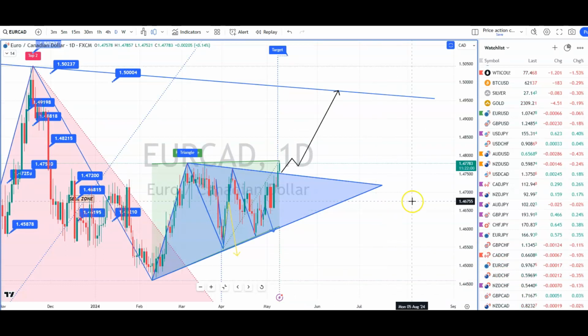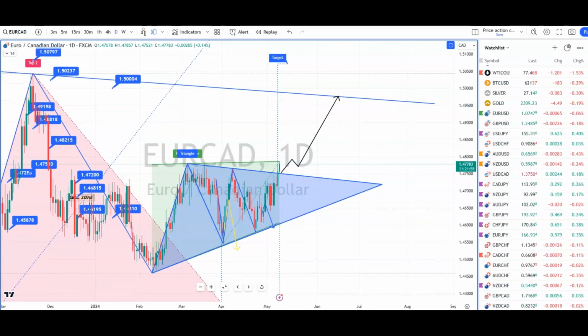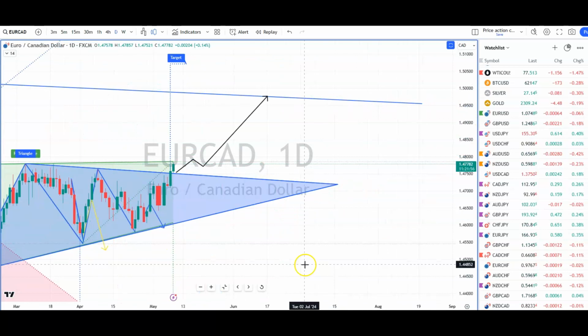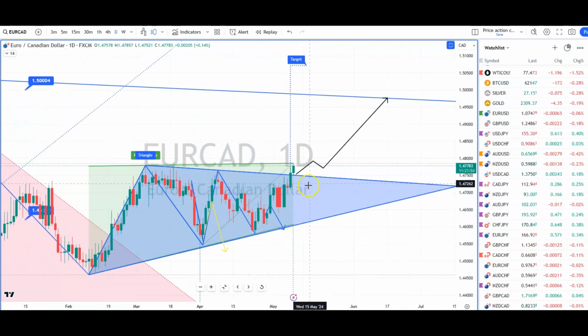Euro Canadian is much better. So this is much clearer, isn't it? You can see the break of the structure to the upside, and we're going to be looking at this very closely. Target is going to be somewhere around here, which is a downtrend channel. So any kind of pullback, we'll be looking to buy the Euro Canadian in the next, probably next few hours actually.